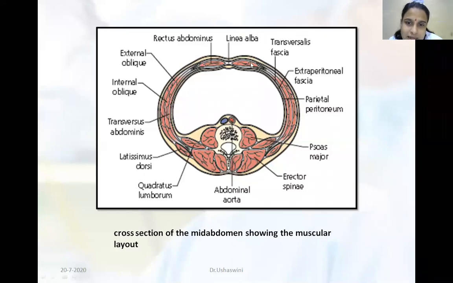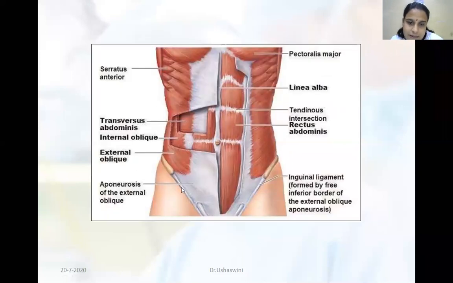Again, anteriorly, in the midline, you have the two recti on either side with the linea alba, that is the line of fusion of the recti in the midline. As you go inferiorly, you have the pyramidalis muscle, a small triangle-shaped muscle. The same thing shown to you more clearly.